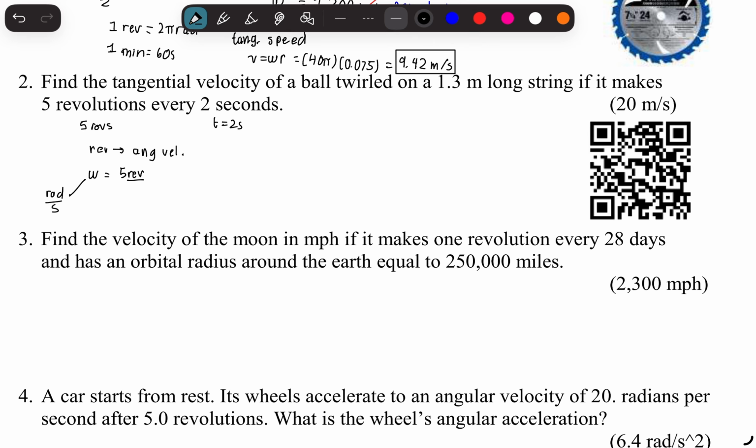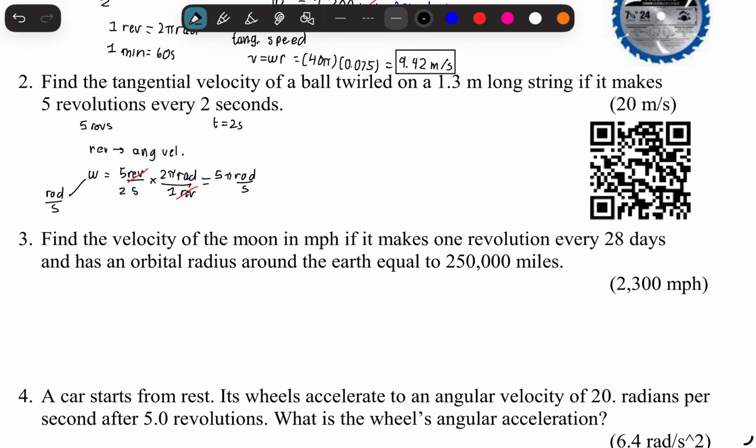So we have 5 revolutions, and it takes 2 seconds to do 5 revolutions, right? So that happened in 2 seconds. We want to convert this into rad per second. So we can write our ratio from earlier, 2 pi rad divided by 1 rev. That's going to equal 5 pi rad per second, and those are our correct units. So we can see that over here, the revs canceled out. So that's how we got our answer.